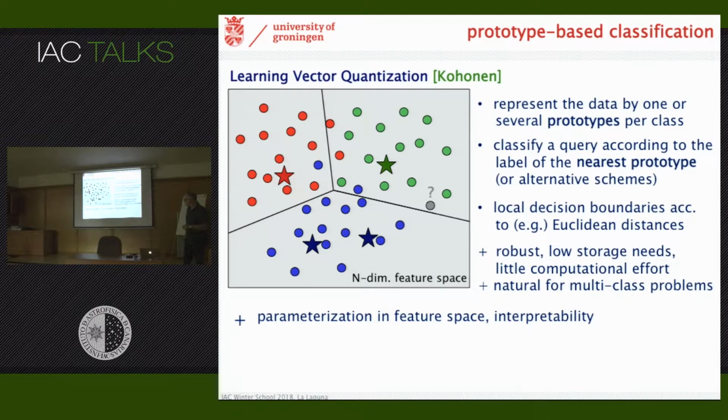Some more advantages. I end up with a classifier which is parameterized in the feature space. The prototypes are comparable to the feature vectors. Right?